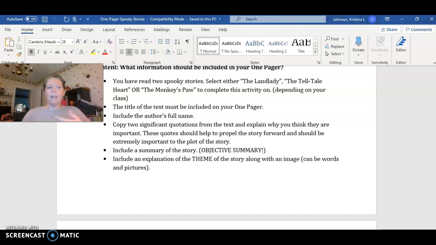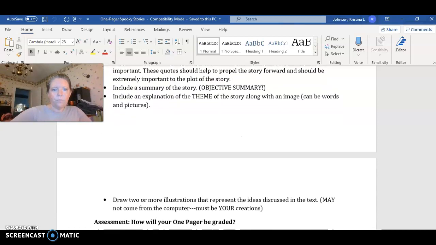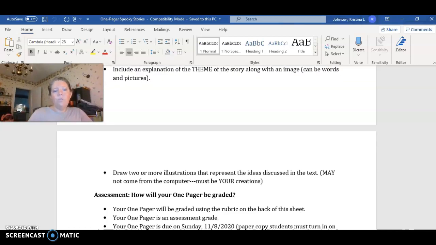Now through all of this, I should be able to tell mood and tone. So I'm really looking for your ability to show me all of this information through this. You will then choose two or more illustrations that represent the ideas discussed in the text. They are not to come from the computer, they're your creations. So it's important to realize through all of this, I'm able to tell mood and tone, and I should be able to see all of it.